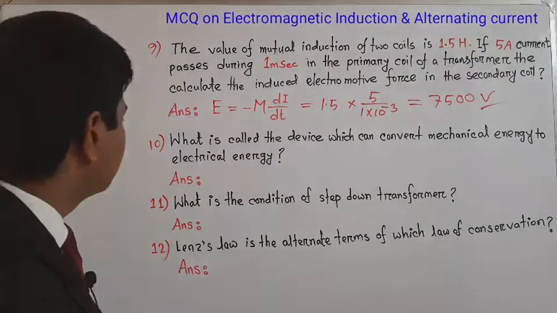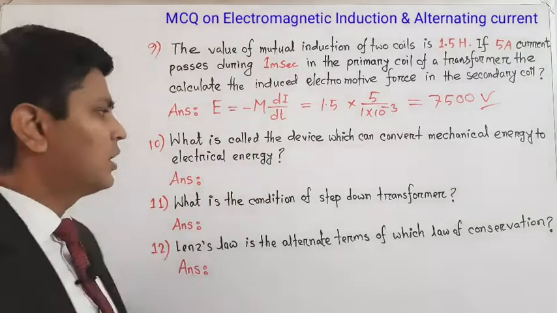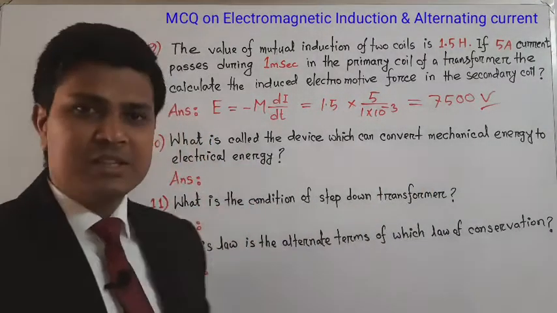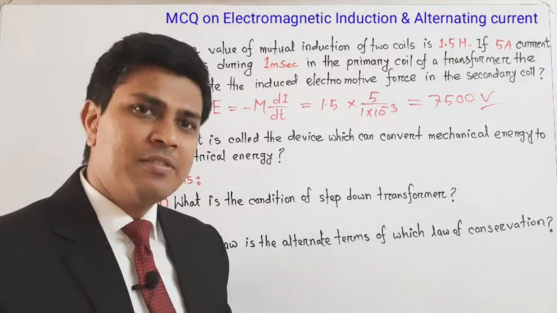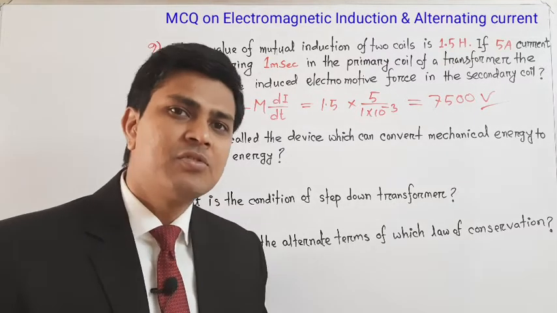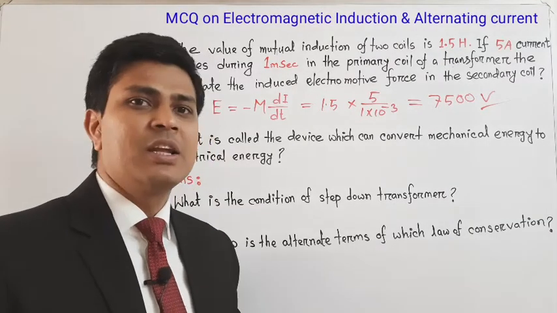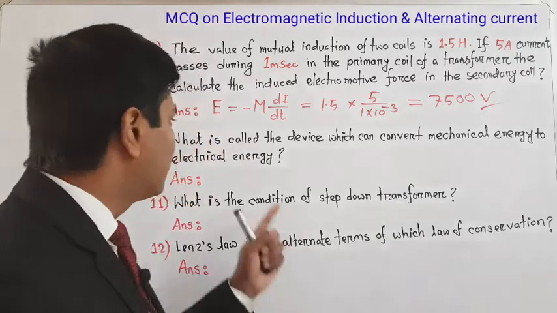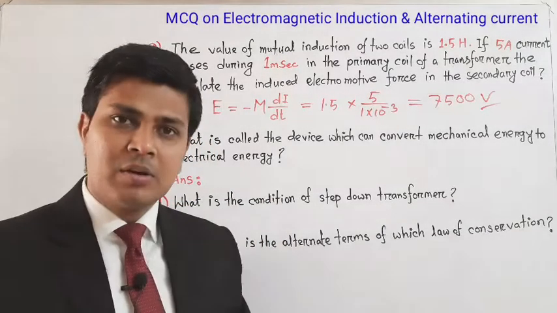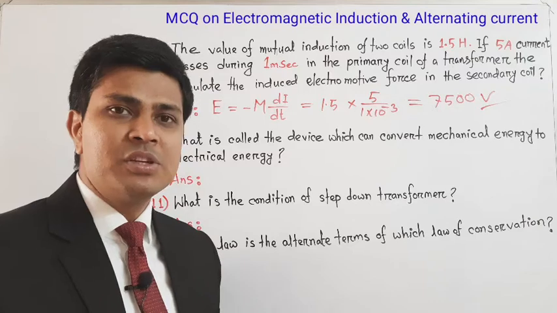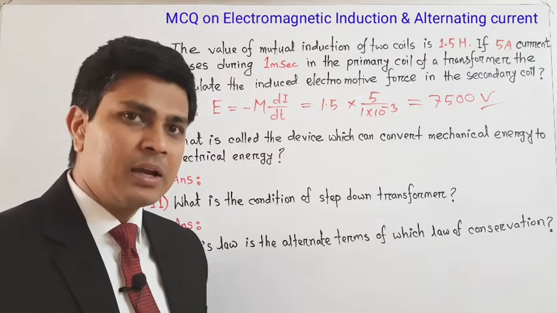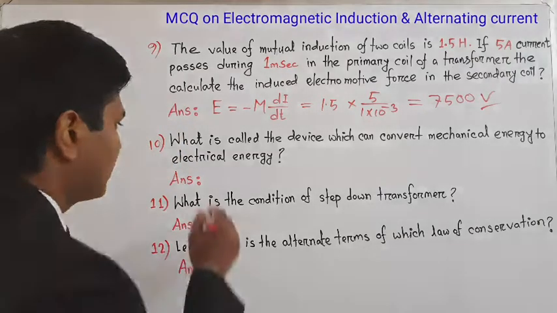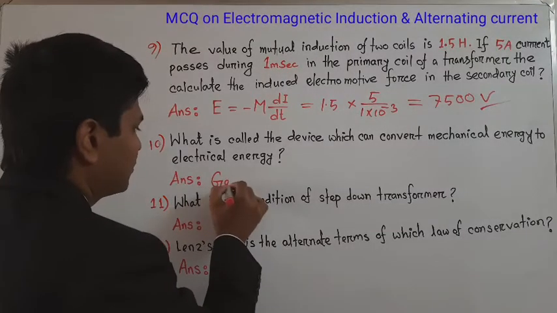Next question, question number 10. What is called the device which can convert mechanical energy to electrical energy? This is definitely a generator. You know the definition of a generator is the electrical device which can convert mechanical energy to electrical energy, and the electric motor is just the opposite device to the generator. The motor can convert electrical energy to mechanical energy. So our answer is generator.